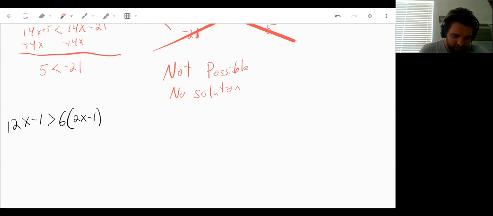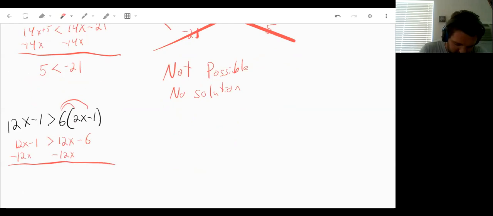Now for this next one, we can distribute our 6 into both sides, so we'll get 12x minus 6 is less than 12x minus 1. I'll subtract my 12x from both sides to get those all onto the same side, and we're left with negative 1 is greater than negative 6.